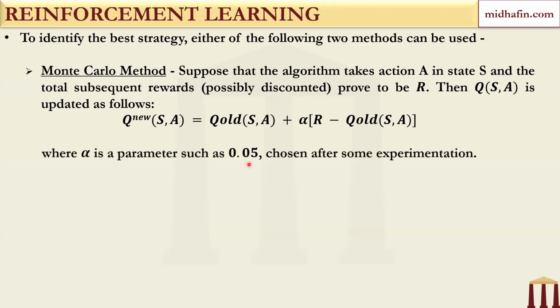Alpha is 0.05. It is chosen after some experimentation. I'll give you a brief on alpha also. Again, I feel this part has not been emphasized properly in the book. They should have emphasized it properly.